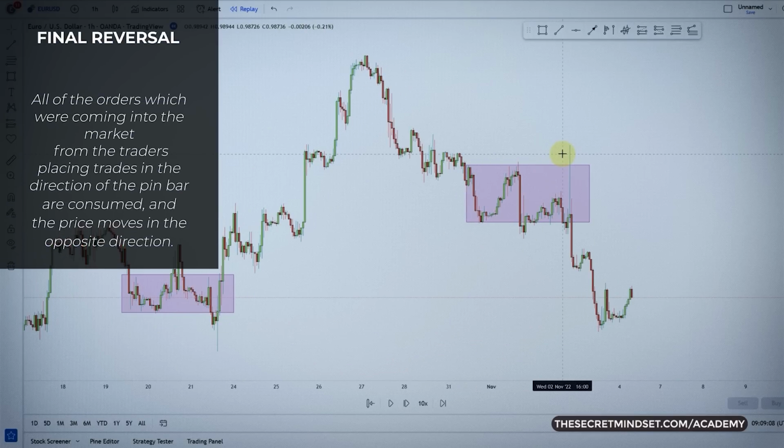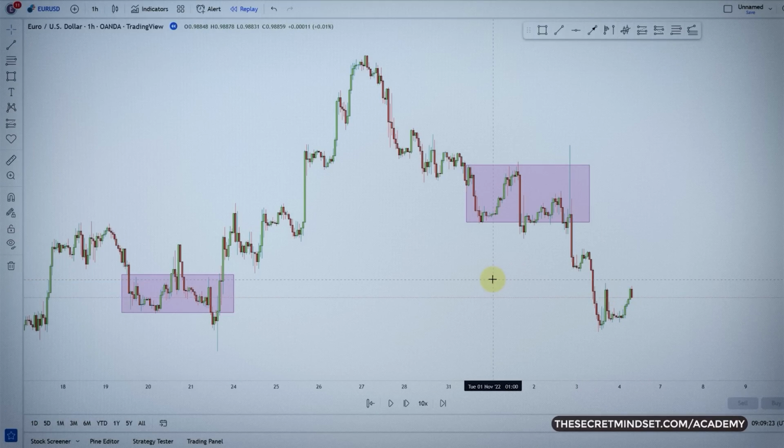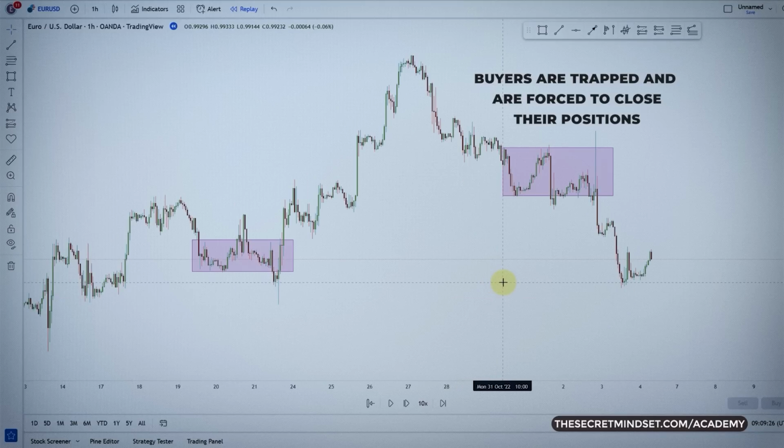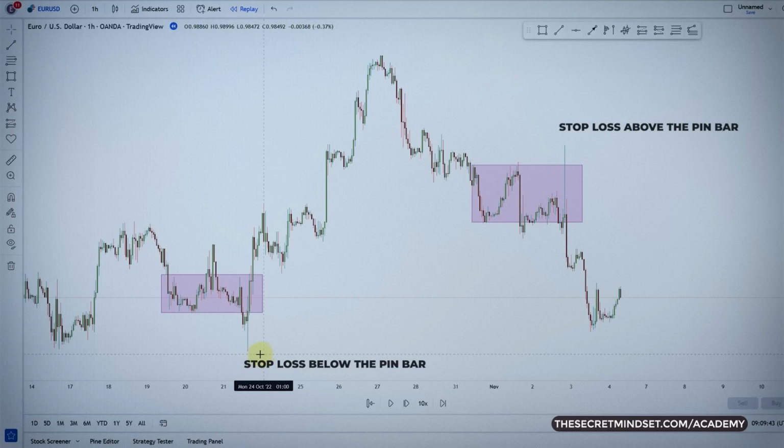And when smart money make their decision, all of the orders which were coming into the market from the traders placing trades in the direction of the candle are now consumed, and the price moves in the opposite direction. And because these actions pushed the price in the opposite direction to which buyers had placed their trades, it means their positions are currently at a loss. In both cases, if you want to profit from these trap traders, a pin bar will make it easier to place your trade. You set the stop loss below the bullish pin bar here and above the bearish pin bar here.